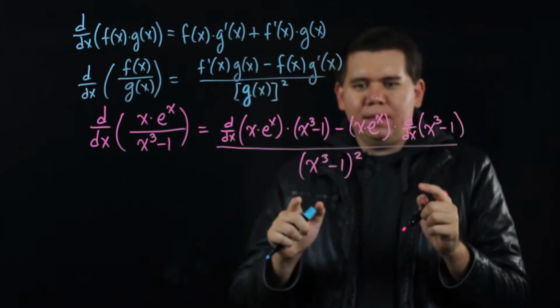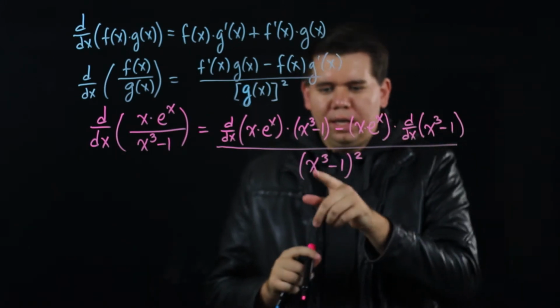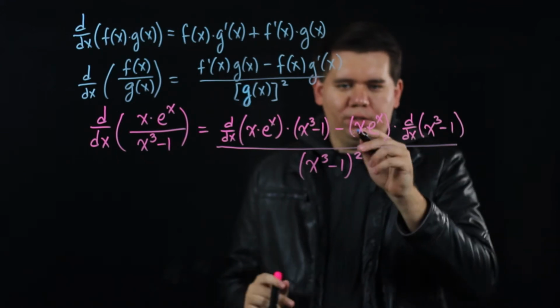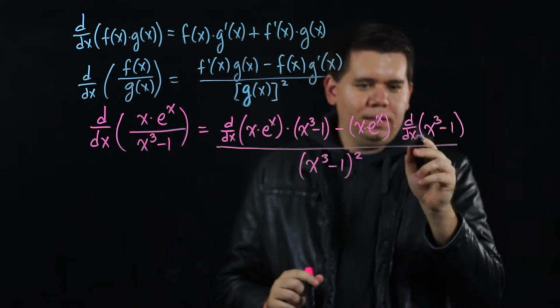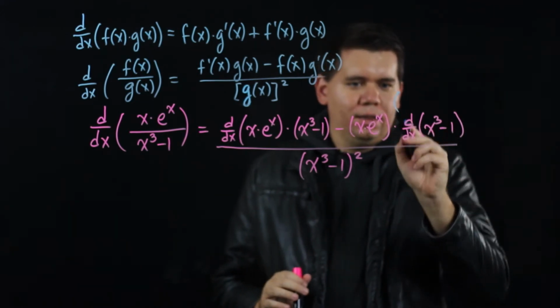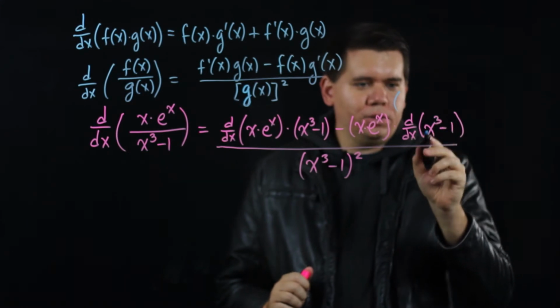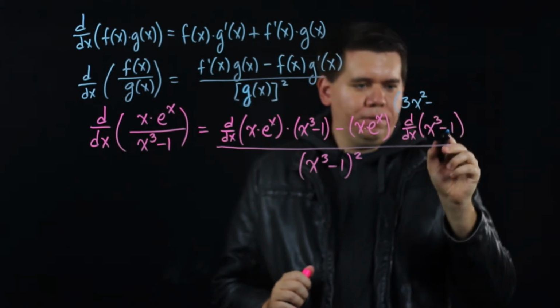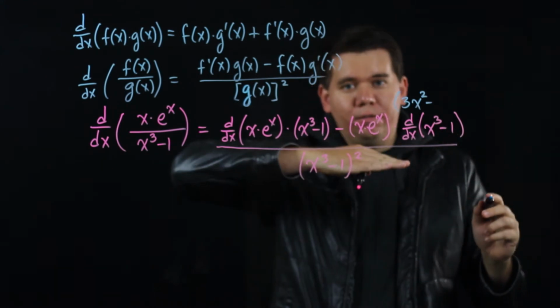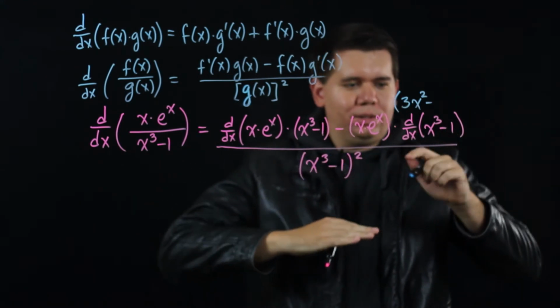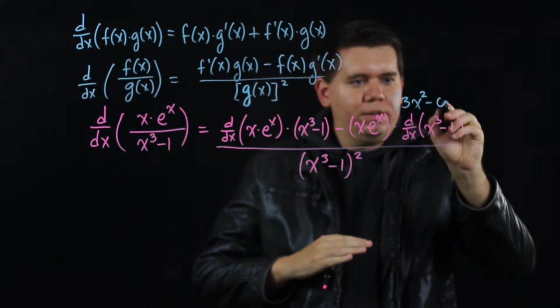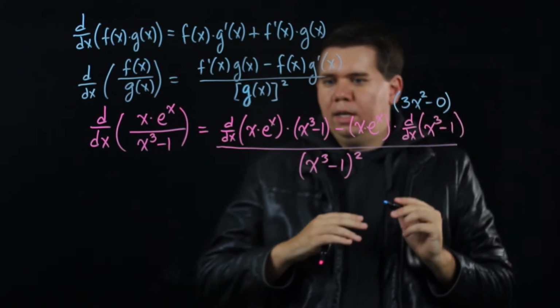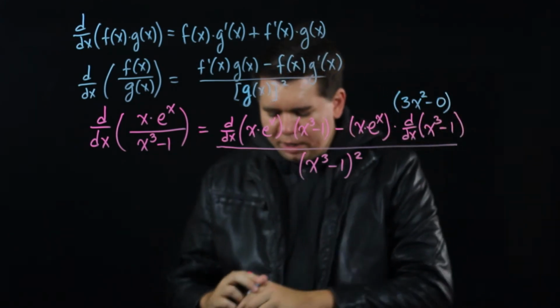Okay, looking at this, most of it I know how to do. I can square that if I want to. That's just x times e to the x. This piece, I can find the derivative of that. That's just going to be the derivative of x cubed, which is 3x squared, minus the derivative of 1. 1 is a constant function, so its slope everywhere is 0. It has derivative 0.